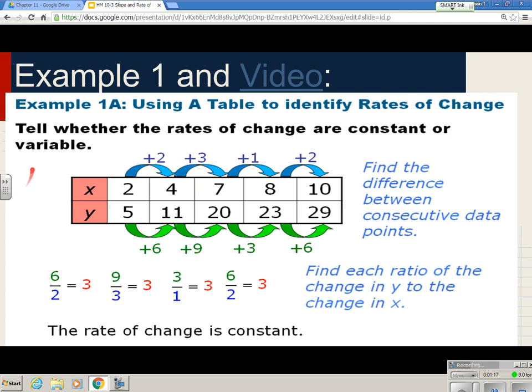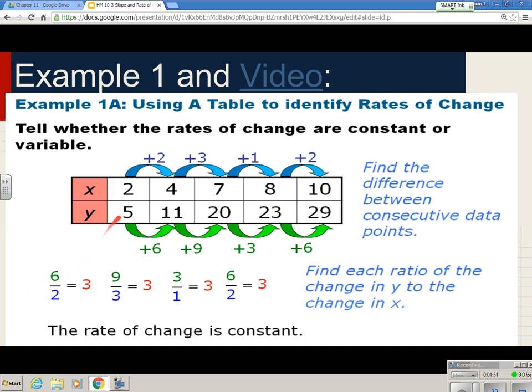All right, so this is what we're looking for. Basically, when you're looking at a rate of change, you're trying to figure out if there's a constant change. Does every single one change at the same rate, or is it varied, or variable? Does it go high? Does it go low? Does it mix around? So here's how you do it. You'll be given a table with your x and y values, and what you have to do is find the difference between the consecutive data points, which means find the difference between the x's, find the difference between the y's, and set up your ratio of y over x.